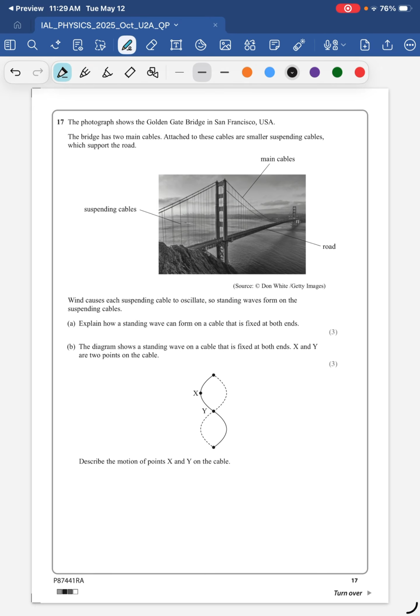Okay, question 17. The photograph shows the Golden Gate Bridge in San Francisco, USA. I still regret that I haven't visited while living in the United States. Such a shame. I've never been to California, actually.